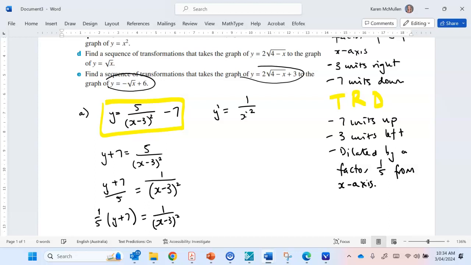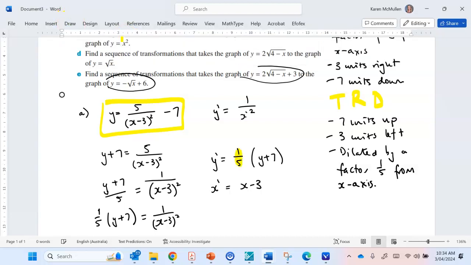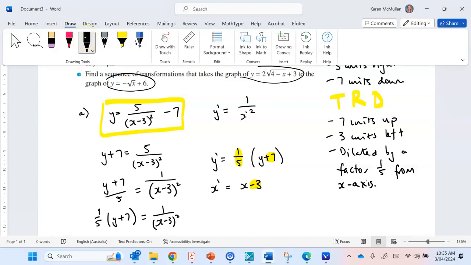All right, so now my image of y is equal to 1/5 y plus 7, and my image of x is x minus 3. So we can see there our transformation. So we've got this dilation factor here, and what was I talking about? That translation, and we've got this translation here. Now just remember, we do have to do it in the order TRD.